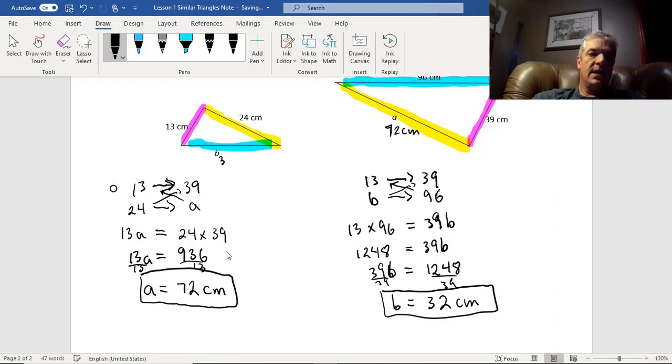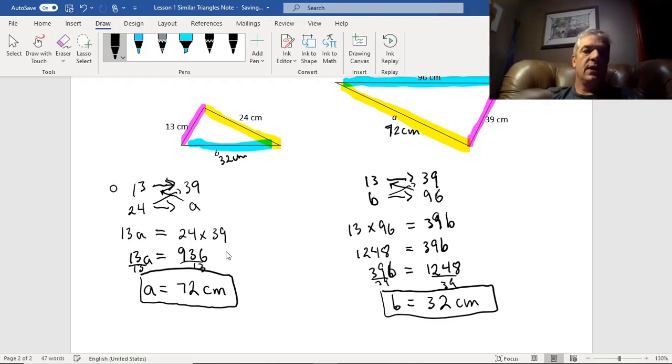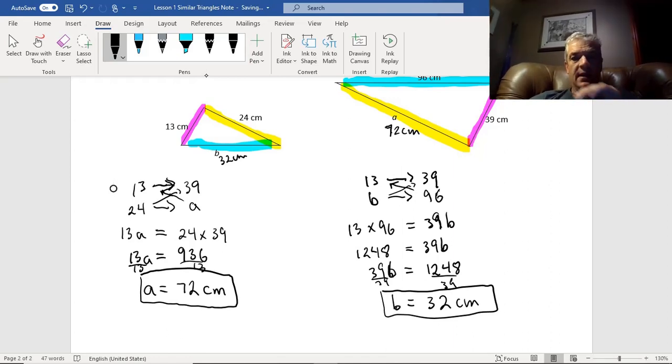Sometimes students will write 32 centimeters here, and I think that's a good idea because it helps you give a sober look at this. Does 32 sort of make sense? Yeah, 13 and 24. This looks like the longest side, so 32 makes perfect sense.